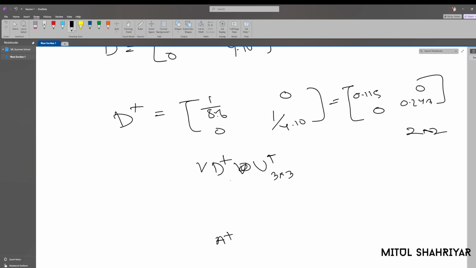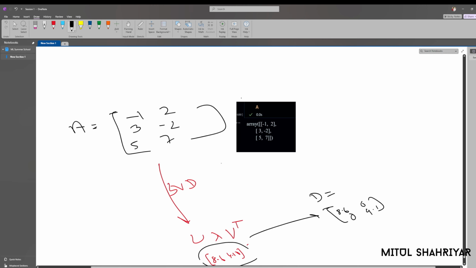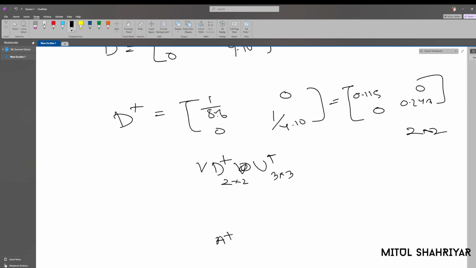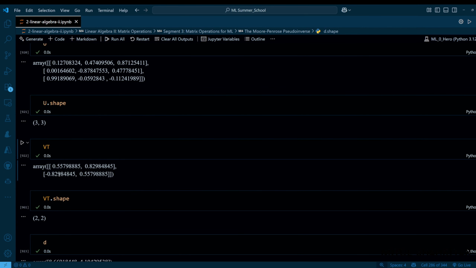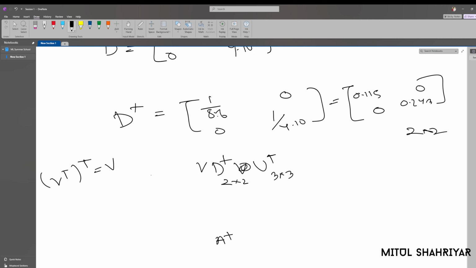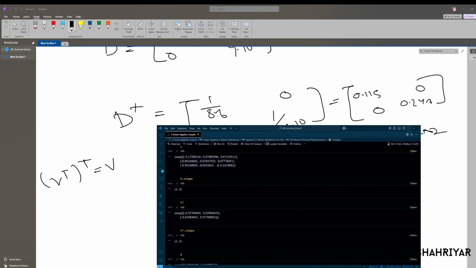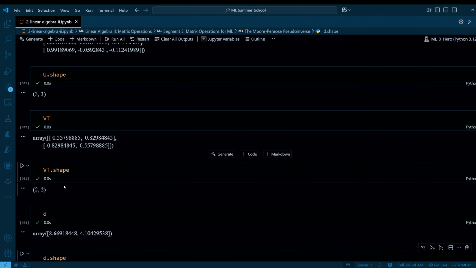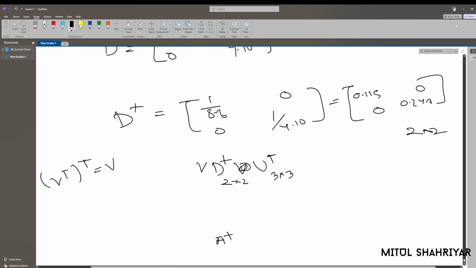What's the size of D plus right now? 2 into 2. What's the size of V? Because we have V transpose right now. We have V transpose. As I mentioned just a moment back, if you have V transpose and you transpose it again, we get V, right? So we'll just do the same thing, but the dimensions are going to be the same. The dimension is 2 into 2. Okay, just 2 into 2, no problem.